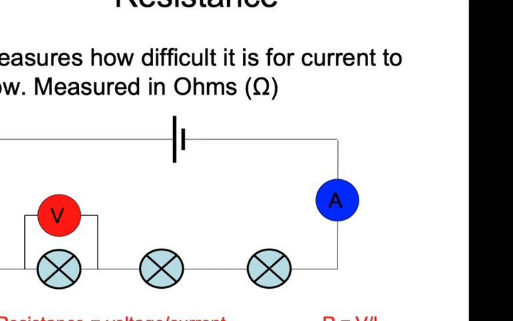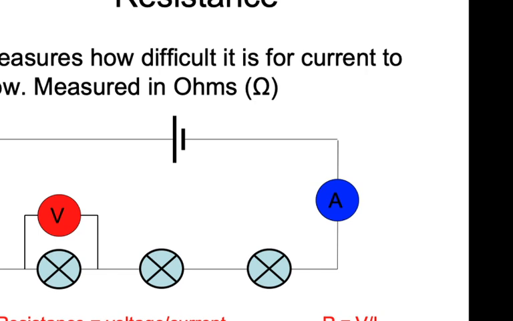Our previous lesson covered voltage and current. Today we'll look at resistance and how it's really closely and importantly tied in with voltage and current. So resistance measures how difficult it is for current to flow. It's also measured in ohms. That's a good starting point, but let's go a little bit deeper.